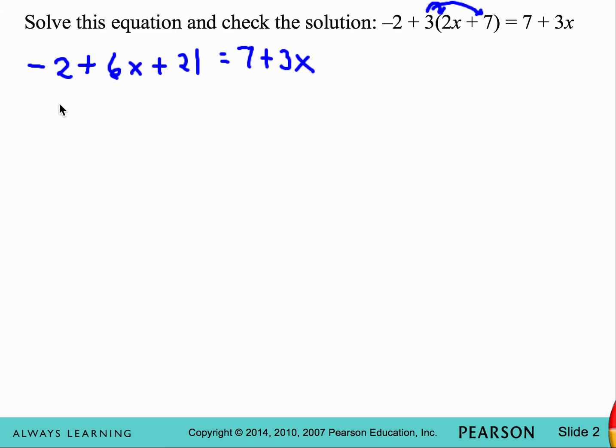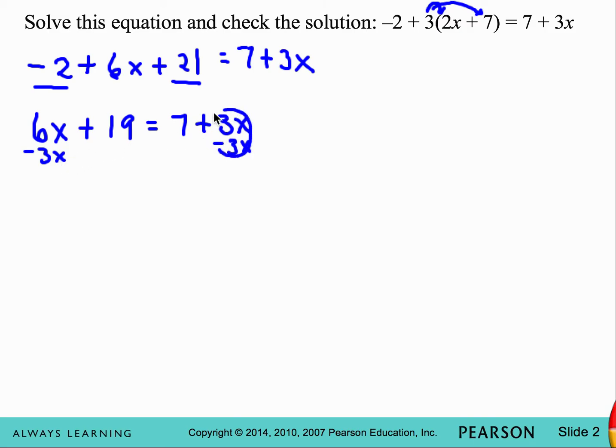Okay, simplify anything you can on each side. So I've got two constants here that I can add together. So the 6x is just going to stay 6x. But 21 minus 2 is 19. There's nothing I can do on the other side. They're not like terms, so I can't combine them. Okay, now I'm going to put all my variables on this left-hand side. So I'm going to subtract 3x from both sides. That means that's gone over here. And now I only have 3 x's on this side.